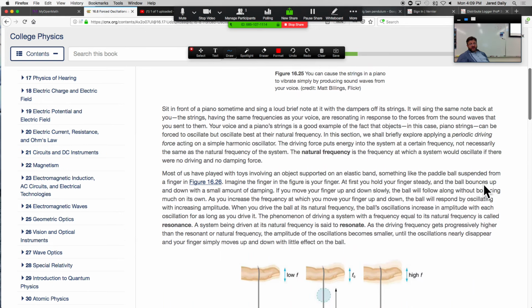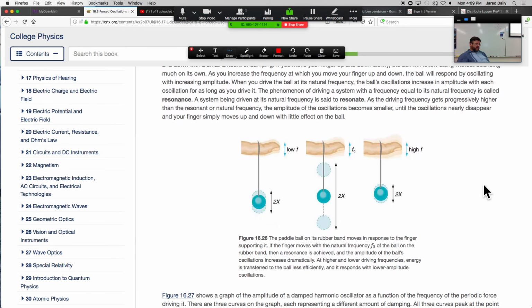Okay, so here we go. Forced oscillations are probably the opposite of damping. You essentially add a force in at just the right time to keep it going. This is what happens when you're swinging a kid on a swing. You step in right at the right time and push them.